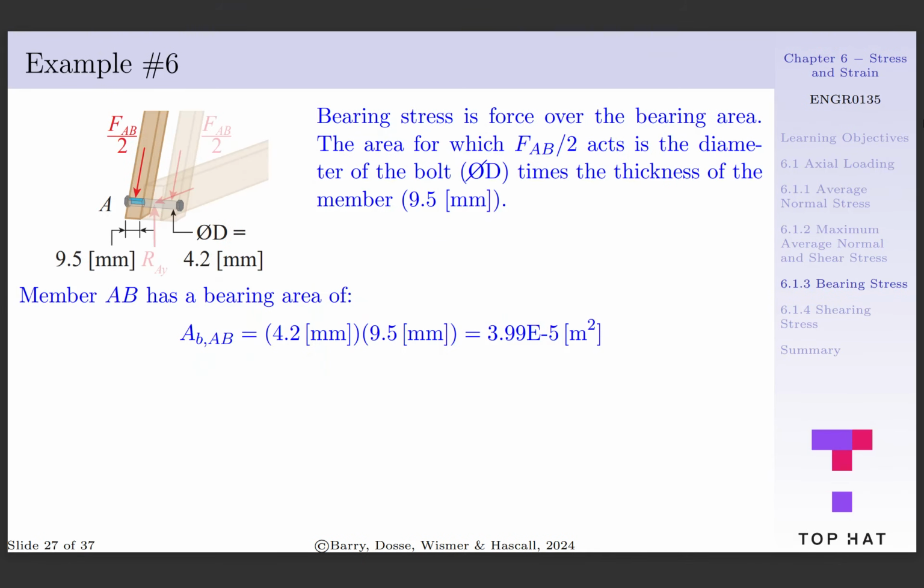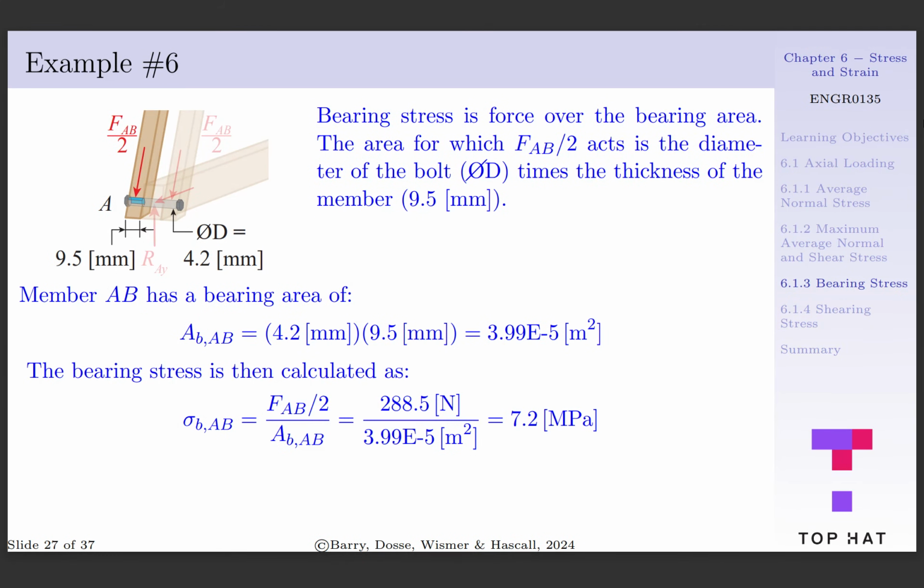Zooming in on the joint we're analyzing, we can see that FAB is acting along two parallel members, so the force in each member is equal to FAB per 2. Remembering that the bearing stress is force over bearing area, and the area over which the force acts is the diameter of the bolt times the thickness of the member, we find that member AB has a bearing area of 4.2 millimeters times 9.5 millimeters, which gives us 3.99 e to the minus 5 meters squared.